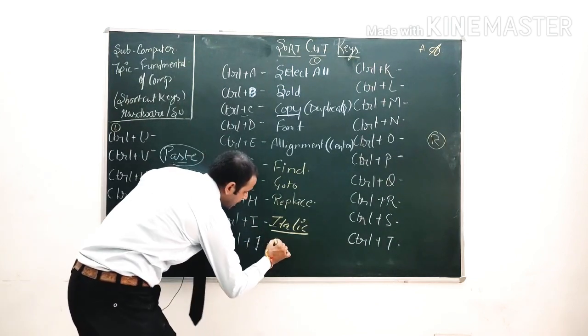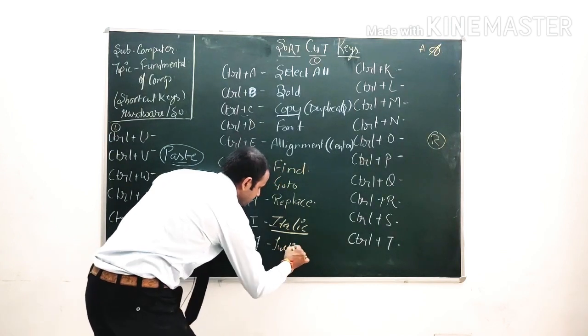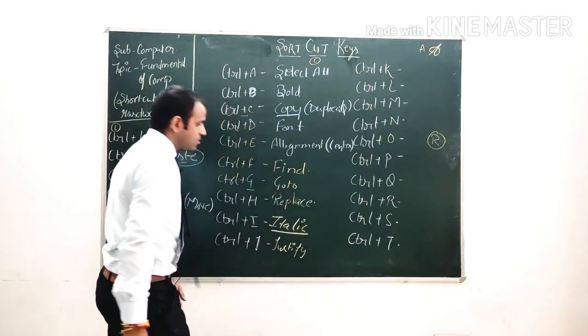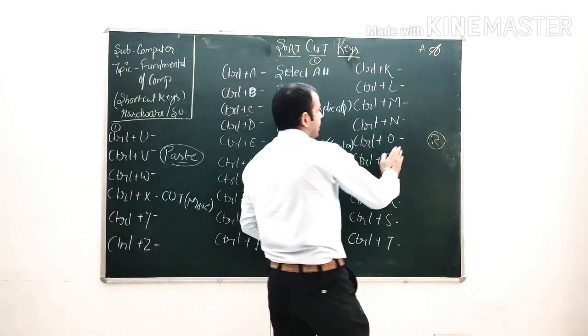Next one is Control J. It is justify, which we talked about in the last point, the alignment point. Okay.